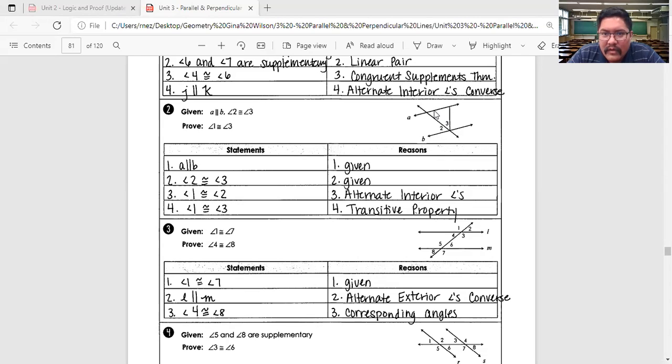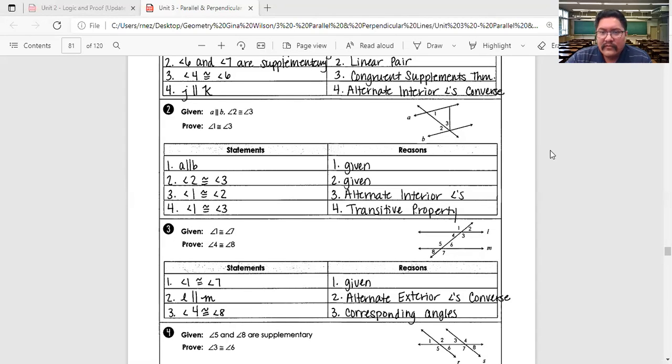So if we know that 1 and 2 are the same, and one of the givens is that 2 and 3 are the same, then transitive property would say that 1 and 3 are the same. See? Not so bad. Again, it's just a matter of proving it. I mean, looking at this, you could probably immediately tell that 1 and 3 are the same, but you've got to prove how you know that.